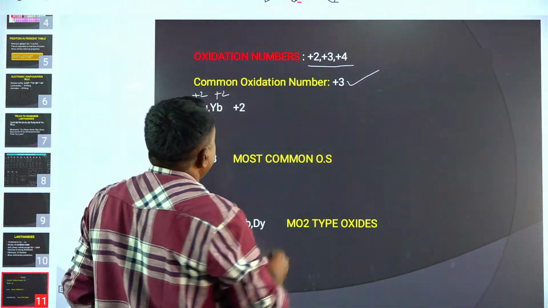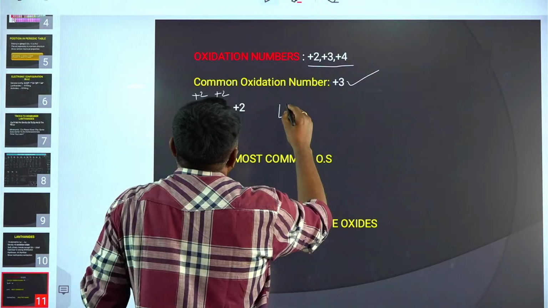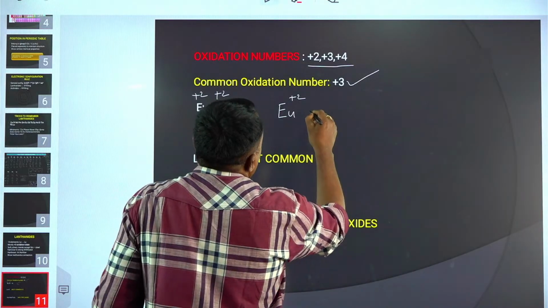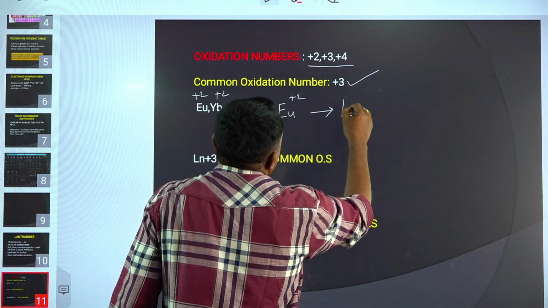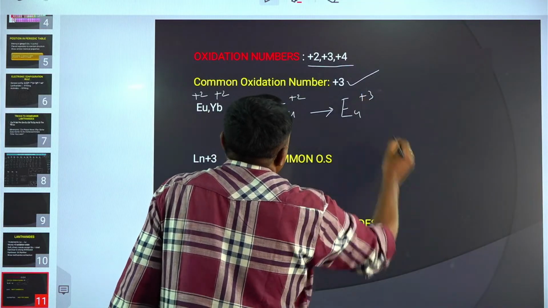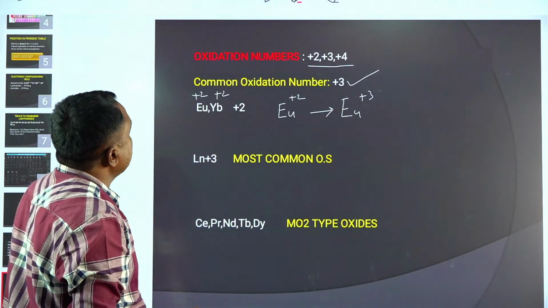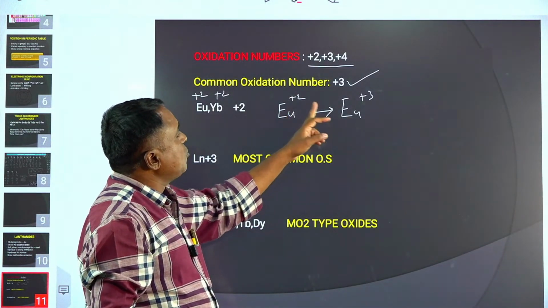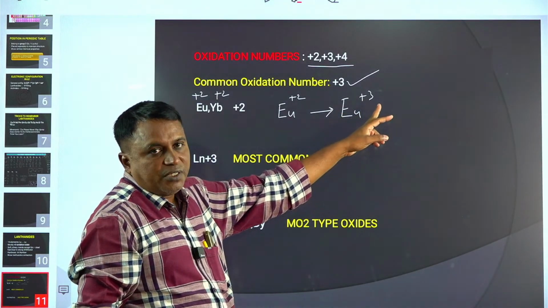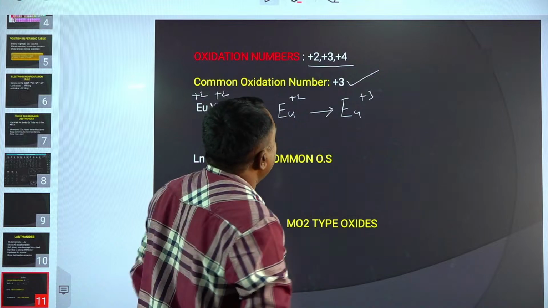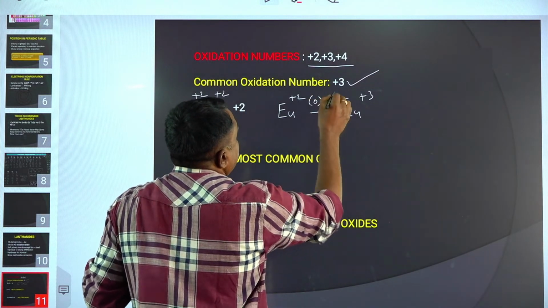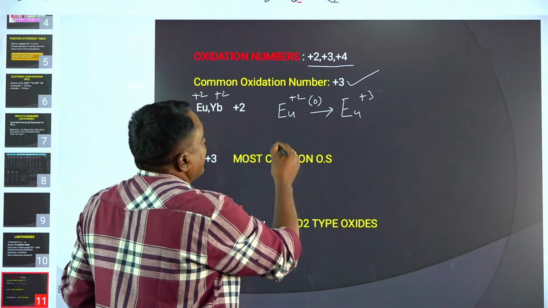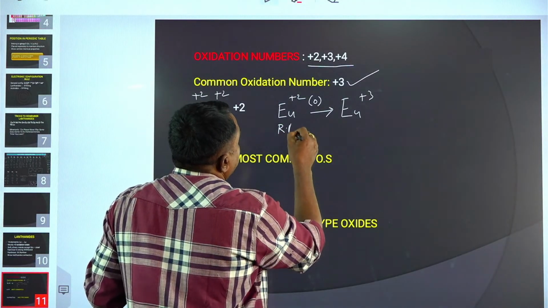So for example, you take europium +2. The +2 may change into +3. So europium +2 may change into europium +3. This is an increase in oxidation number, therefore it is oxidation. So europium is undergoing oxidation, therefore itself acting as a reducing agent.